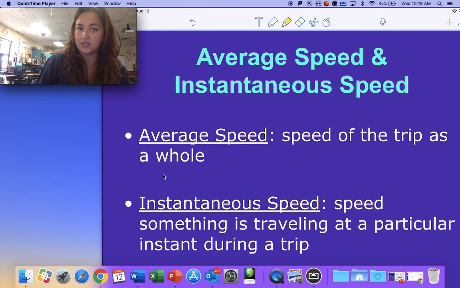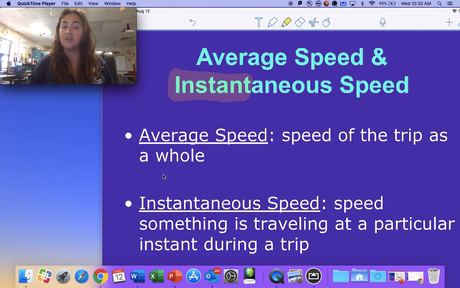Instantaneous speed looks like a scary physics word, but it has that word instant at the front of it. So just think of it as speed at a given instant or at a particular moment in time.